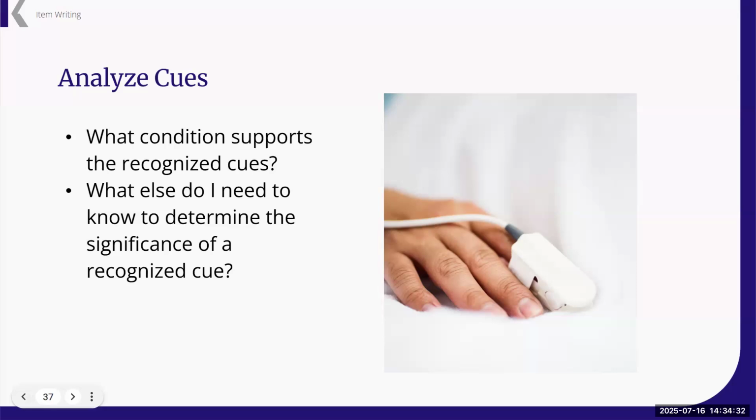And what else do I need to determine the significance of a recognized cue? Sometimes a cue is only meaningful in the context of something else. A respiratory rate of 22 might not be alarming on its own, but when paired with low oxygen saturation or labored breathing, it becomes more significant.